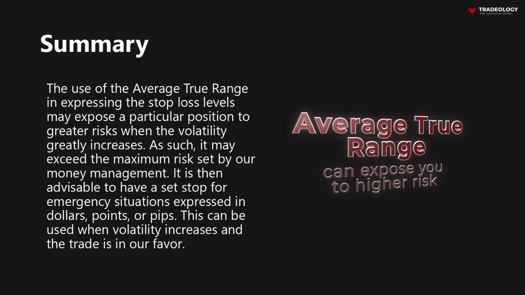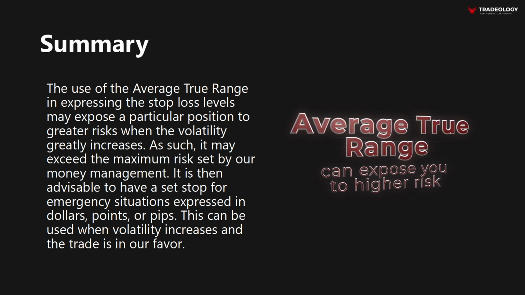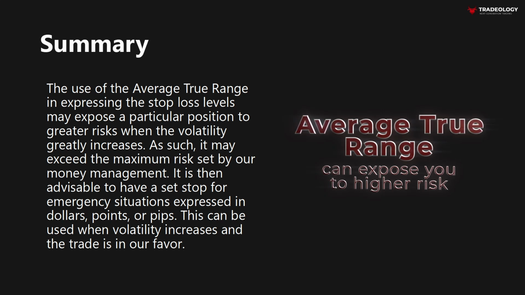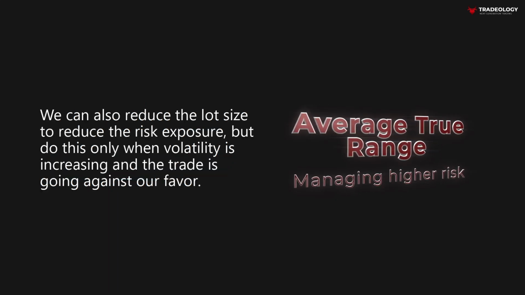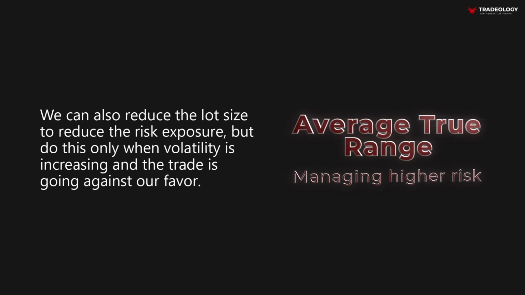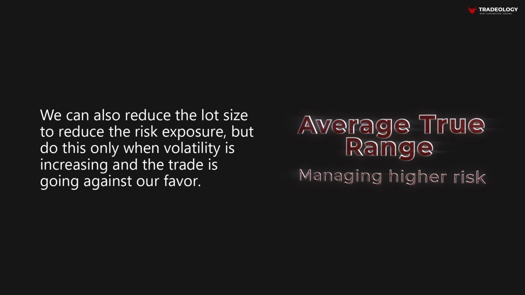In summary, the use of the average true range in expressing stop loss levels may expose a particular person to greater risks when the volatility greatly increases. As such, it may exceed the maximum risk set by our money management. It is then advisable to have a set stop for emergency situations expressed in dollars, points, or pips. This can be used when volatility increases and the trade is in our favor. We can also reduce the lot size to reduce the risk exposure, but do this only when volatility is increasing and the trade is going against our favor.